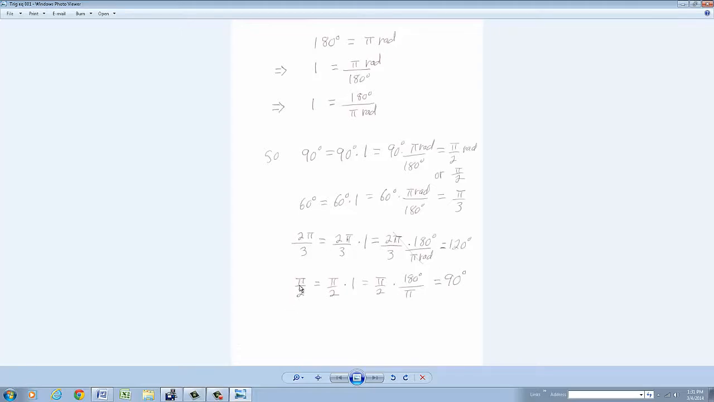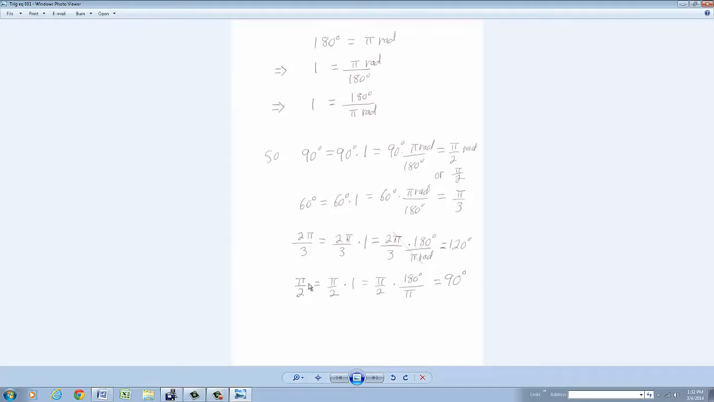In the same way, pi over 2 is the same thing as pi over 2 times 1. Replace the 1 by 180 over pi. The pi radians cancel out. 2 into 180 is 90 degrees. So pi over 2 radians is the same thing as 90 degrees.